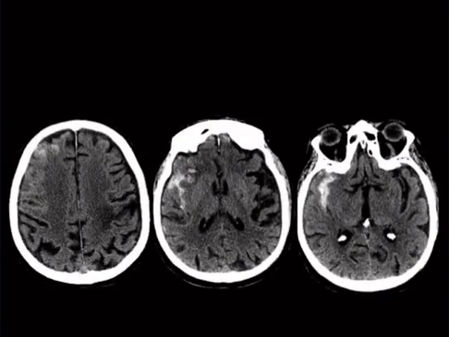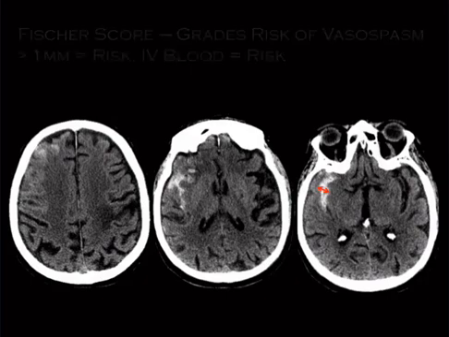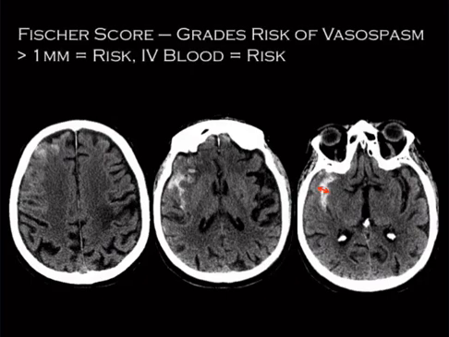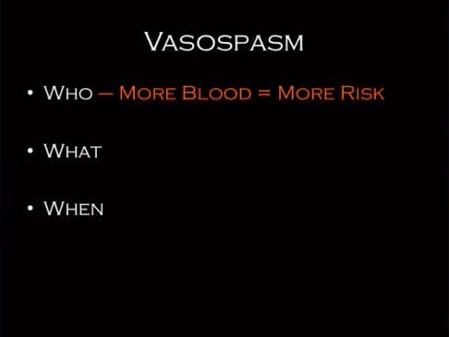So who gets vasospasm? So does everybody who has subarachnoid hemorrhage get vasospasm? When does it occur? Who's at more risk for it? So the easy way to remember it is more blood equals more risk. There's this thing called the Fisher score. It was developed by some neurosurgeon in the early 80s to grade the risk of vasospasm, and it's like 1 to 4. But basically, when you get above 1 millimeter in maximum thickness, then you become at an increased risk. Intraventricular hemorrhage is even more risk. It's like a grade 4.